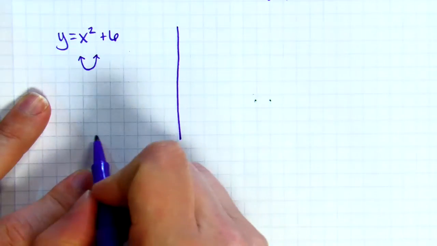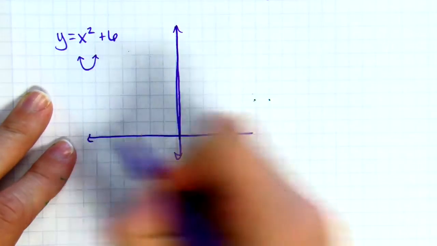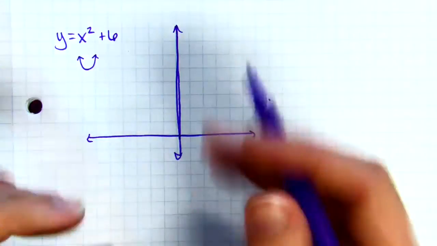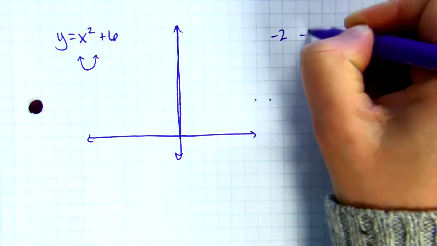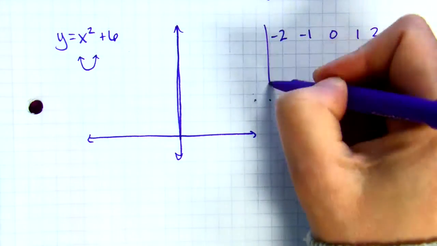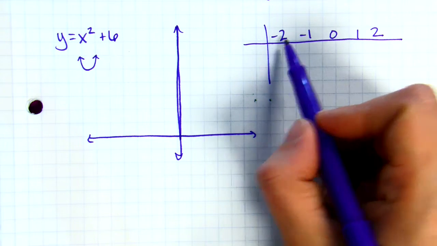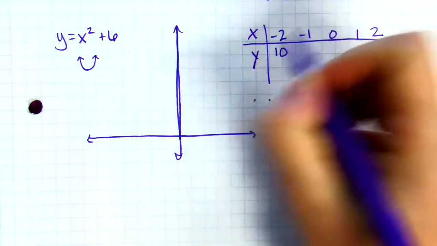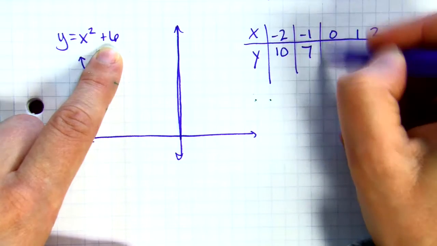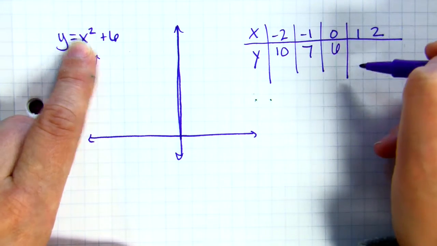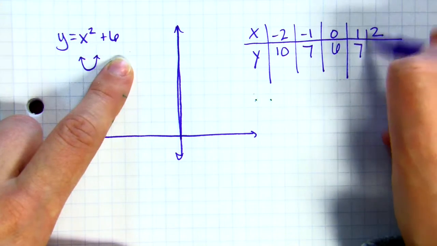So when I draw my axes, I'm going to make the top a lot bigger than the bottom because I know it's going to open up. I don't need it to be an equal 4 quadrants. So let's try -2, -1, 0, 1, 2 for my graph. If I put in -2, -2 squared is 4, plus 6 will be 10. -1 squared is 1, plus 6 is 7. 0 plus 6 is 6. 1 plus 6 is 7, and 2 squared is 4 plus 6 will give me 10 again.